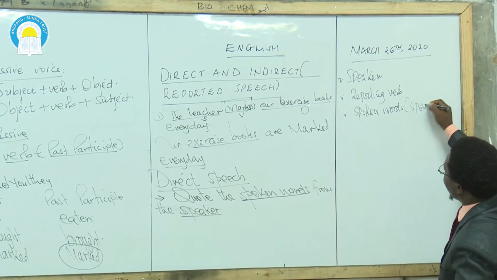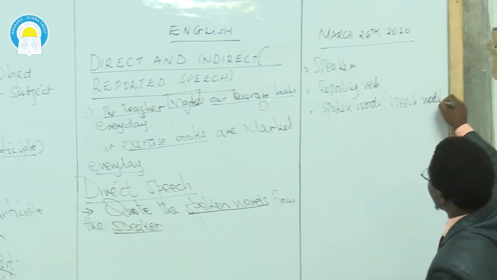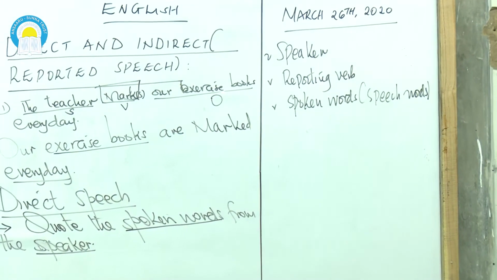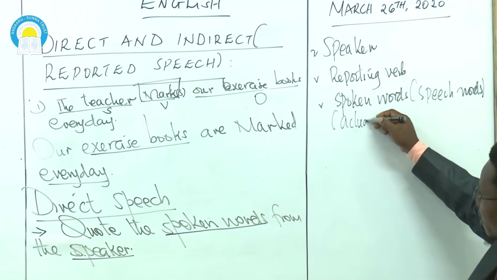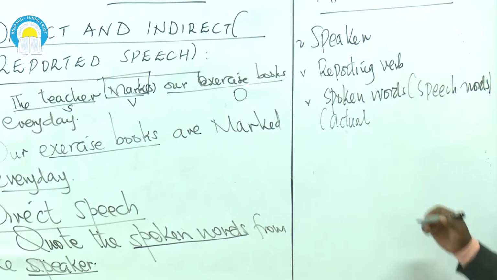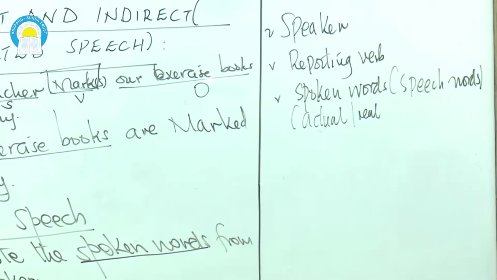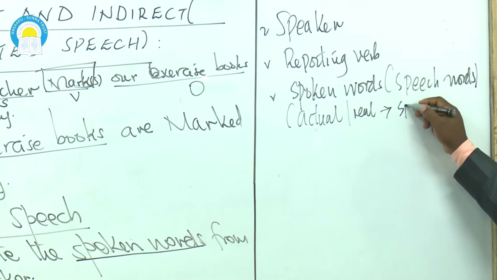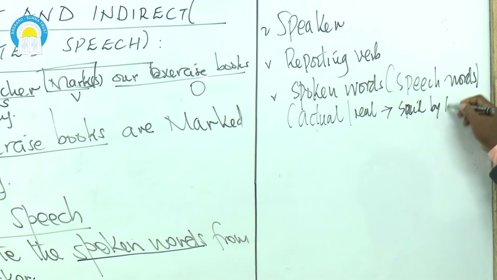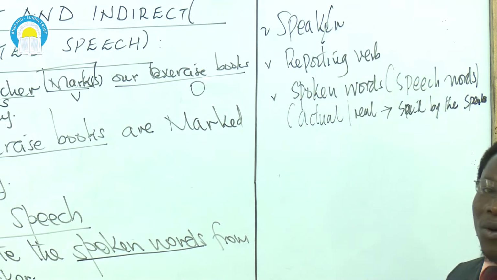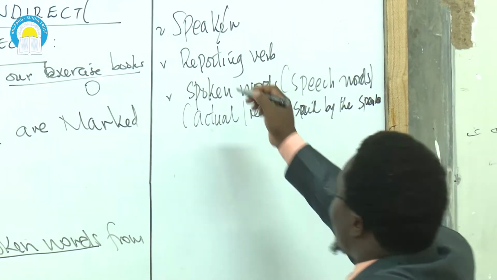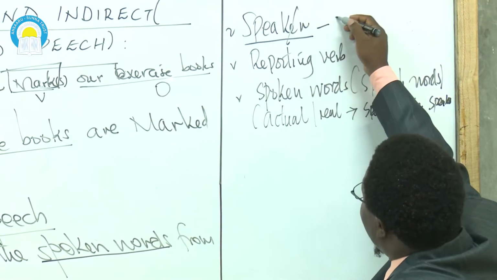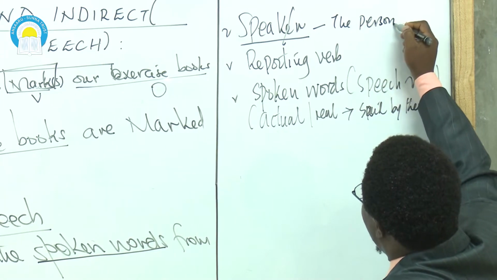The spoken words are also called the speech words. The speech words or spoken words, in simple and clear language, are the actual words. These are the real words. These are the words said by the speaker. The speaker, from the word speak, is the one speaking, articulating, saying. So, from the speaker, we get the person saying the words.